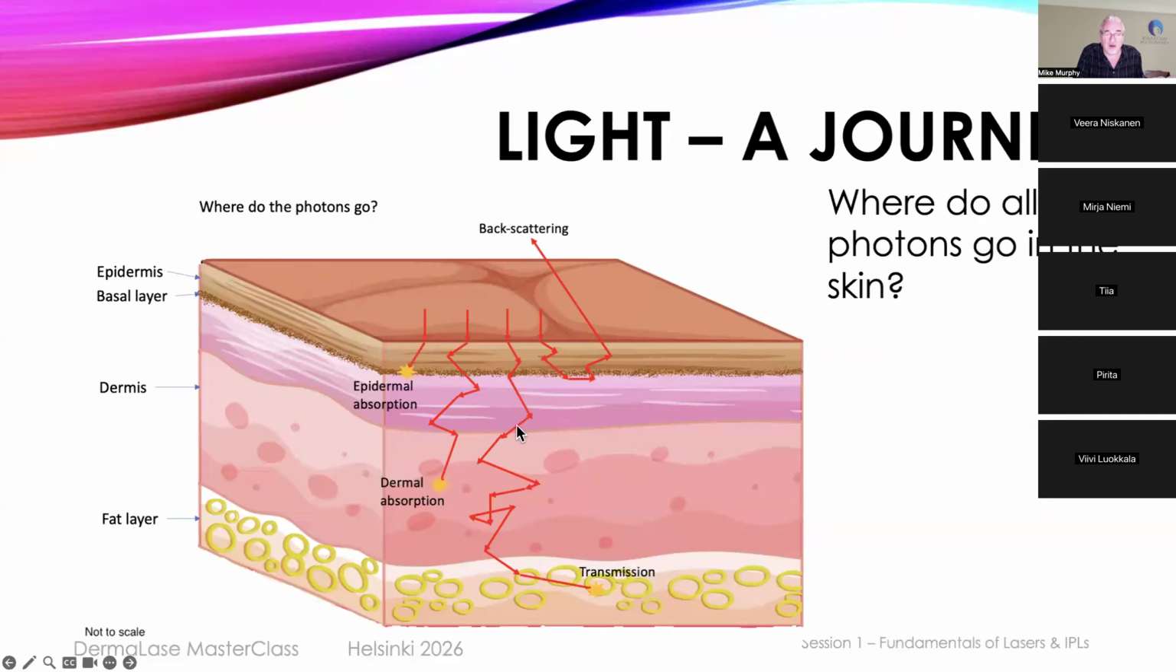If it doesn't do that, it keeps bouncing around or scattering, as you say, and does this little trip. Then eventually it can go into the subcutis, and it could be absorbed by some adipose cells, or again, it could be absorbed by water down there. It just depends. And we call this transmitted because it's been transmitted all the way through the epidermis and the dermis, and it's now in the fat tissue. Now, the thing is, though, it doesn't necessarily stop there, because it could be scattered about in the fatty tissue, and it might come back out into the dermis and be absorbed in there. Or it might, in fact, just do like this case here. It bounces about and gets scattered back out into the air.